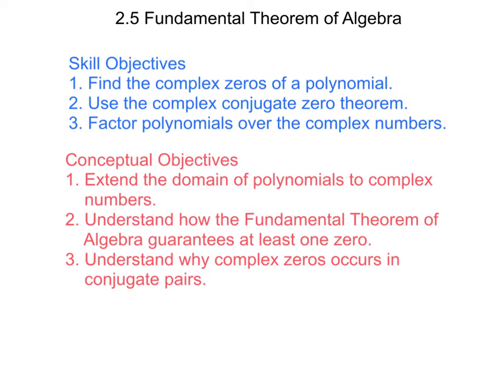Our conceptual objectives on this one: we want to extend the idea of the domain of polynomials to the complex numbers, to include complex numbers. Number 2, we want to understand how the fundamental theorem of algebra guarantees at least one zero. And number 3, understand why complex zeros occur in conjugate pairs. So that's where we're at, and so we can get started now.